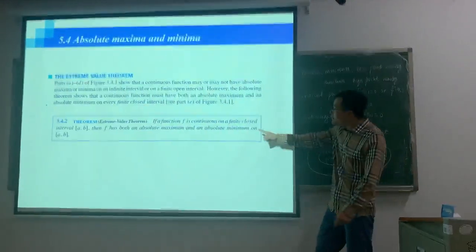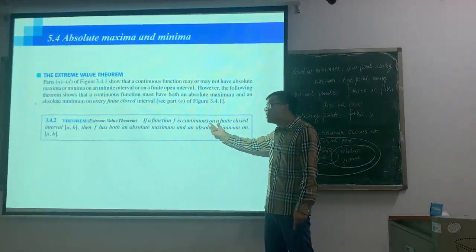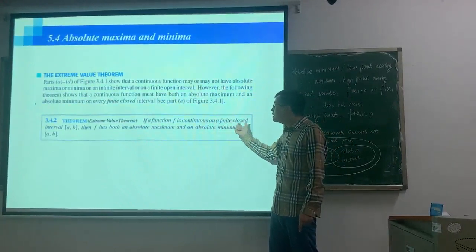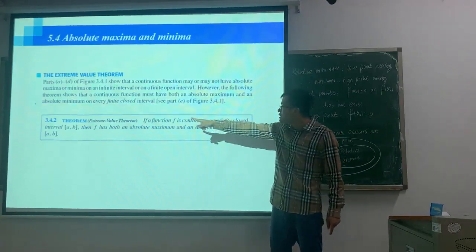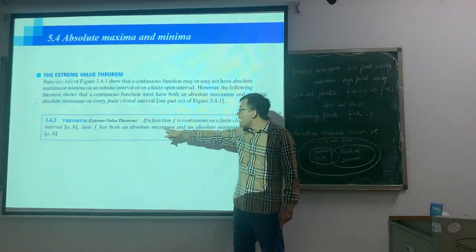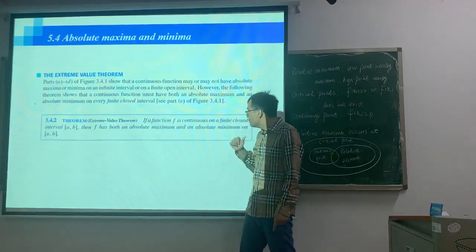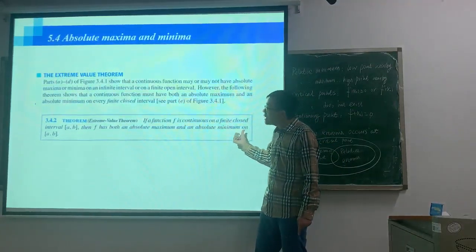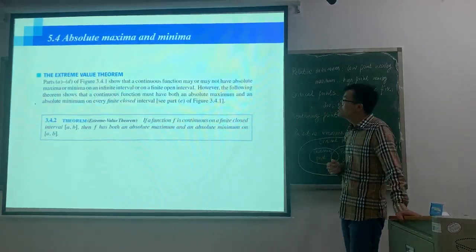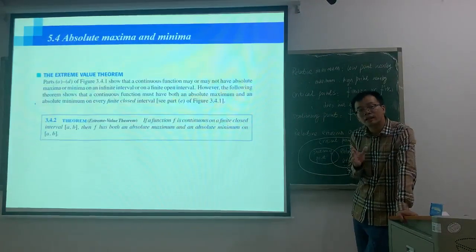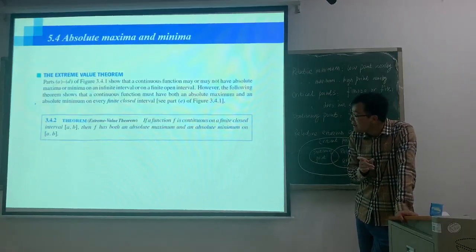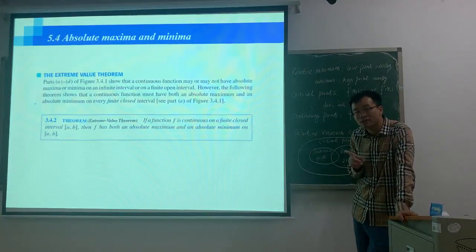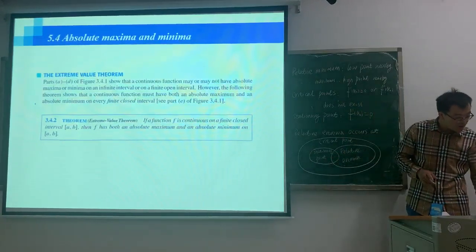So now this is the first conclusion. If a function f is continuous on a finite closed interval [a, b], then f has both an absolute maximum and an absolute minimum on [a, b]. So here it means that given a continuous function on a closed interval, this function must have an absolute maximum and an absolute minimum. So this is the first conclusion.